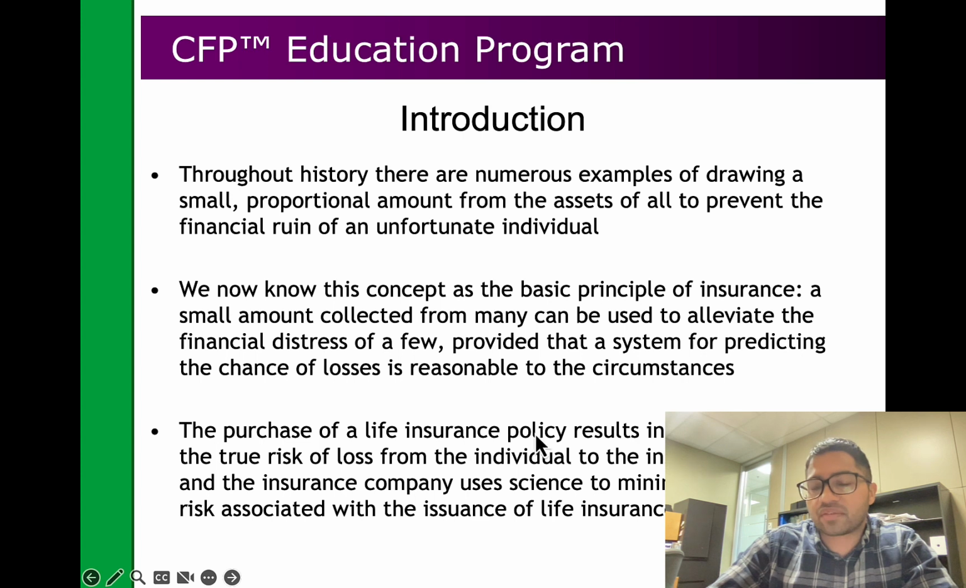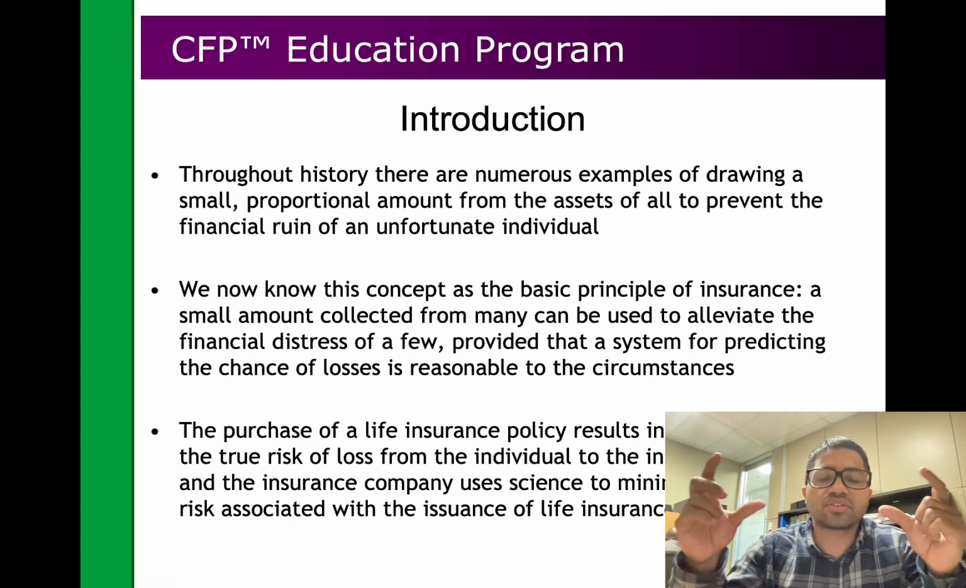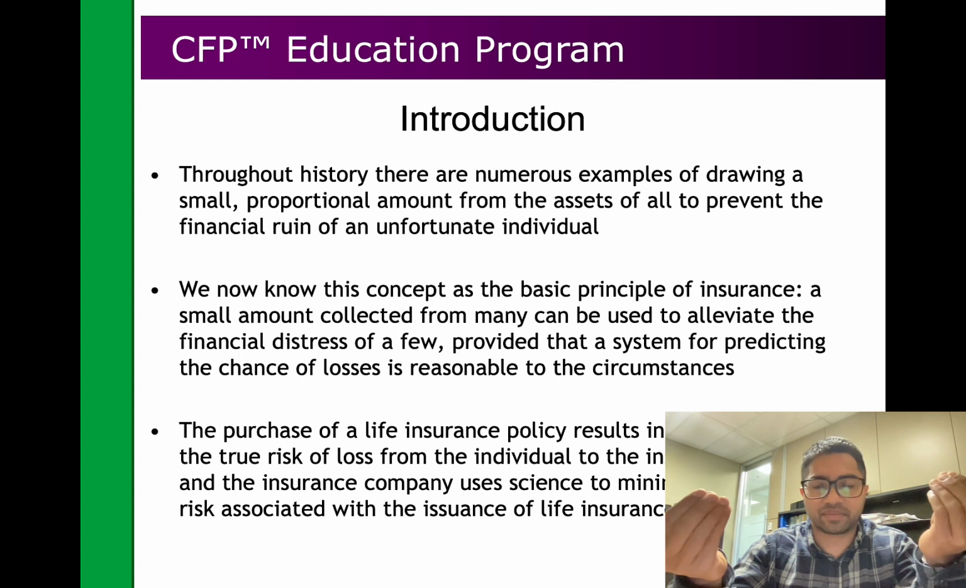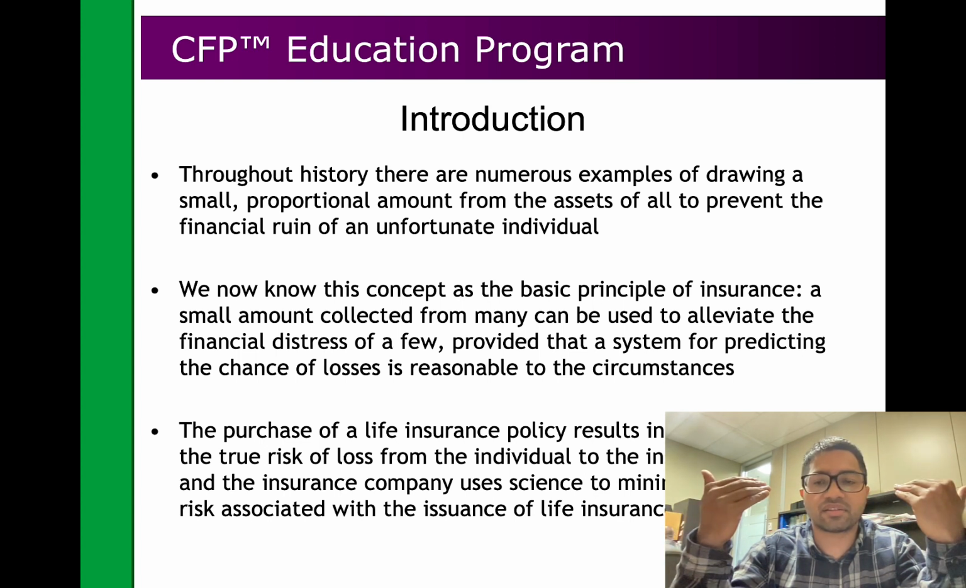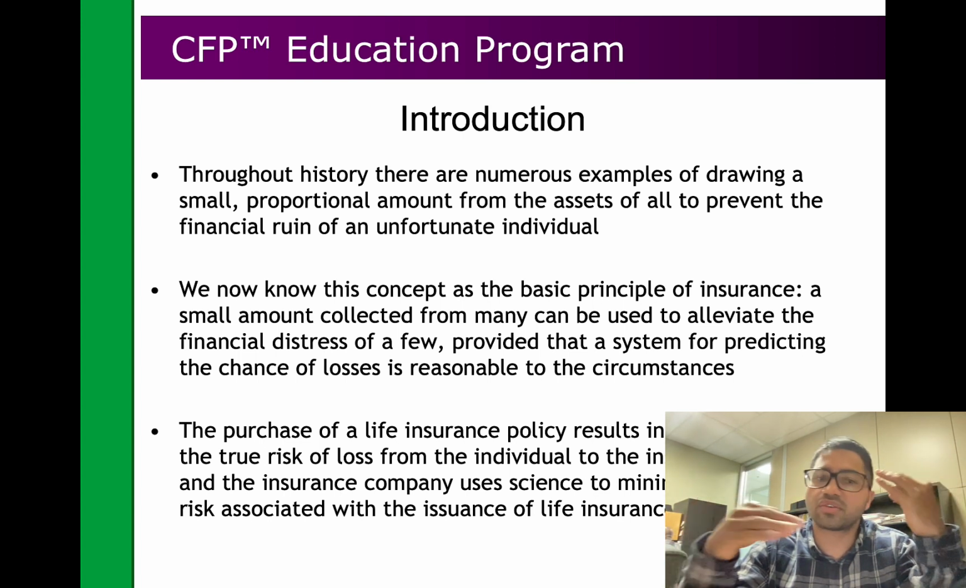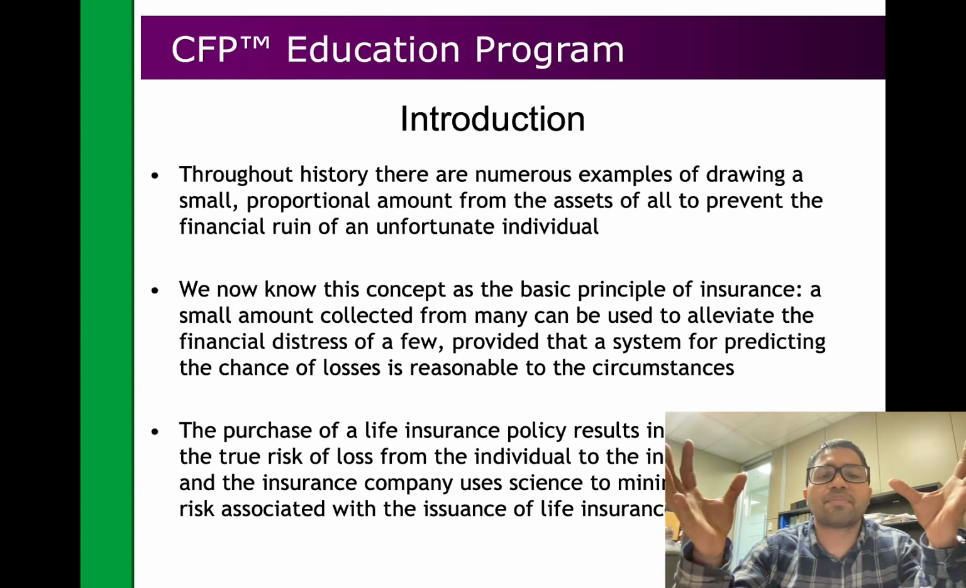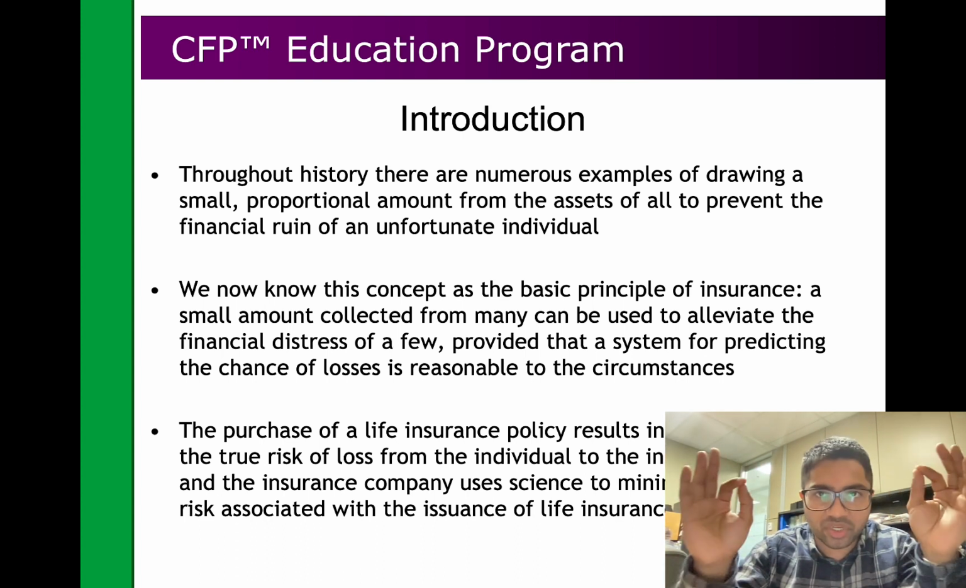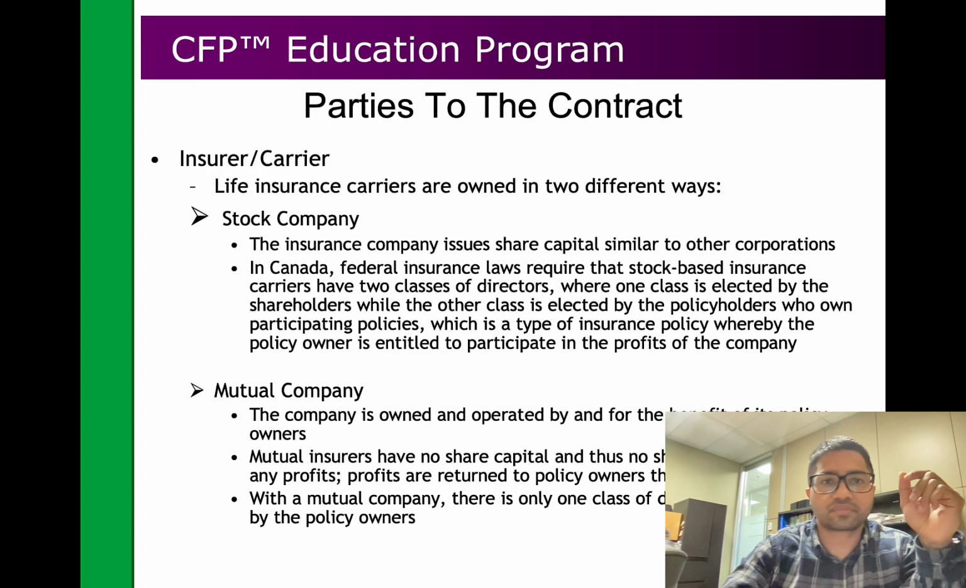The purchase of a life insurance policy results in the transfer of true risk of loss from an individual to an insurance carrier, and the insurance company uses science to minimize the overall risk associated with issuance of a life insurance contract. So in a life insurance contract, when you pay premium, you're transferring the risk of loss of life to the insurance company. So if something happens, then the insurance company is going to pay for that loss.